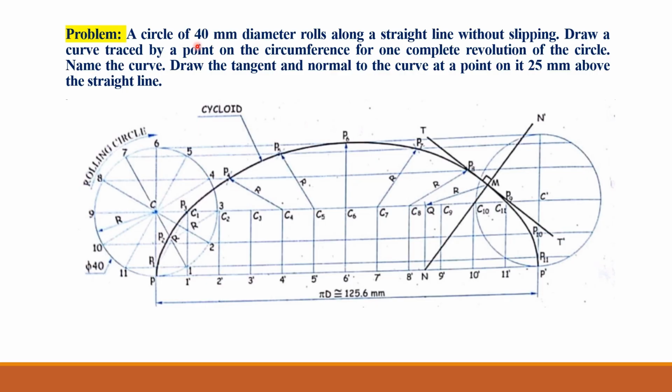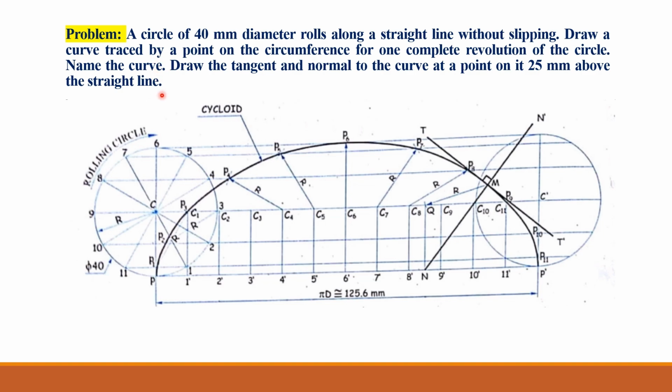A circle of 40 mm diameter rolls along a straight line without slipping. Draw a curve traced by a point on the circumference for one complete revolution of the circle. Name the curve. Draw the tangent and normal to the curve at a point on it 25 mm above the straight line.